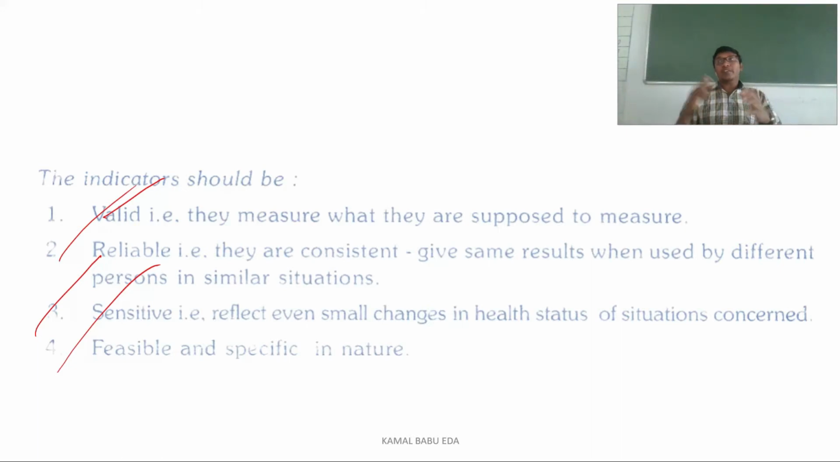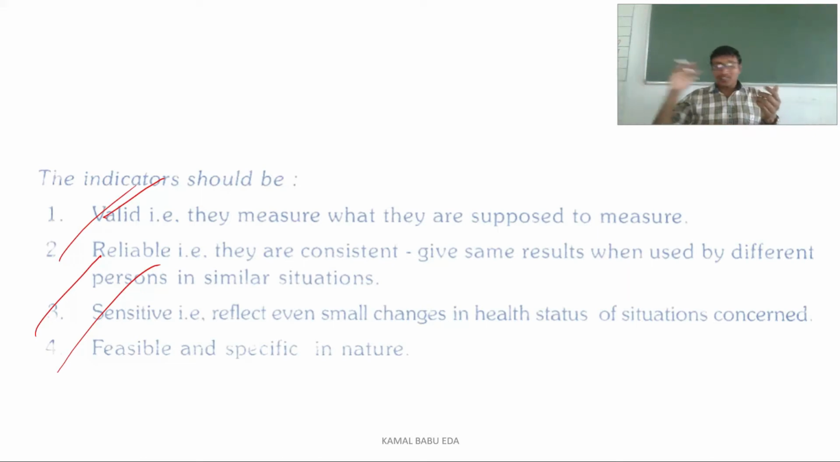So whenever you are checking, when you check one time, you should not give one type of value, and whenever you are checking the other time, you should not give another type of value. It should give the same results when used by different persons in similar situations. If I'm using a tool, for example, calculating some mathematics here, the result should be reliable, meaning it should be consistent.